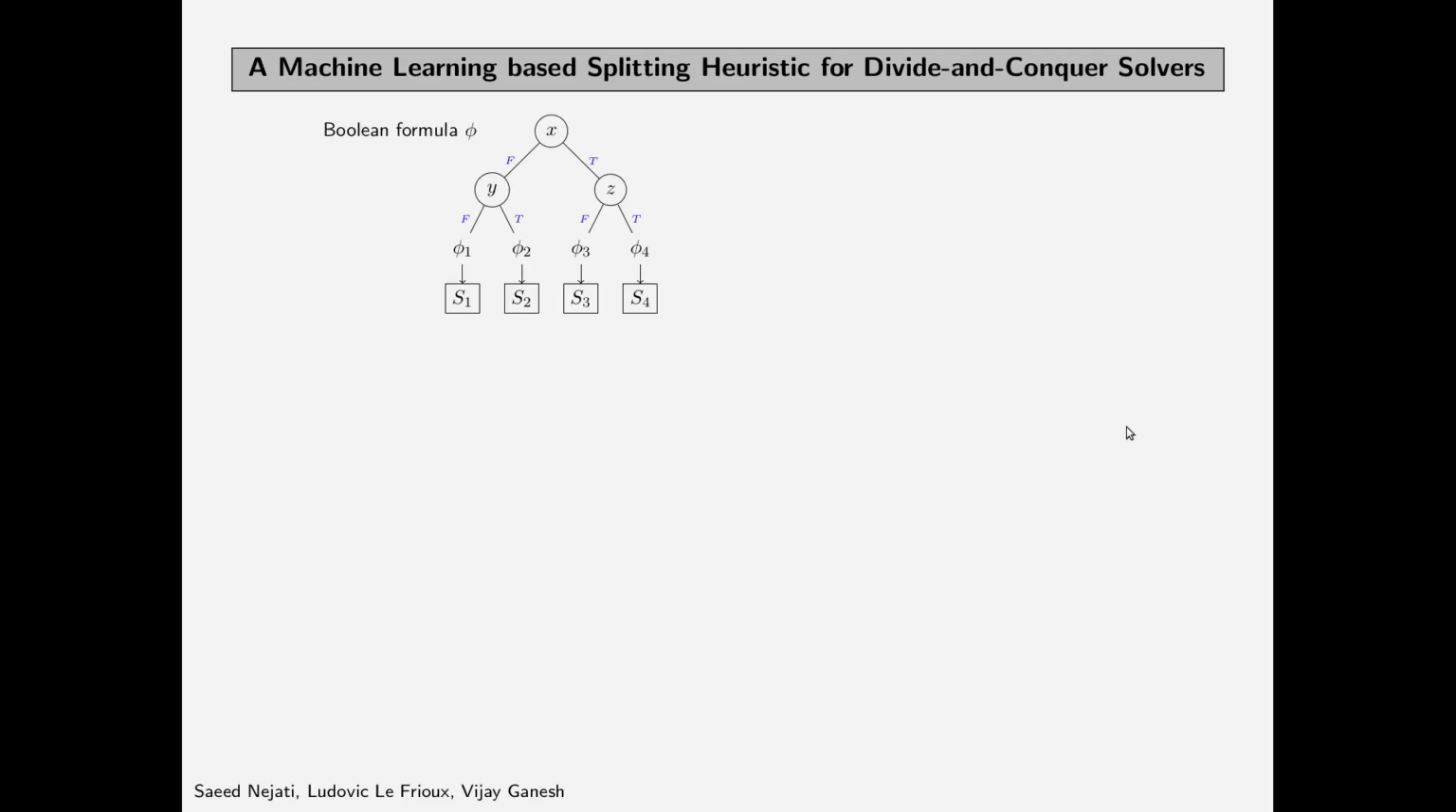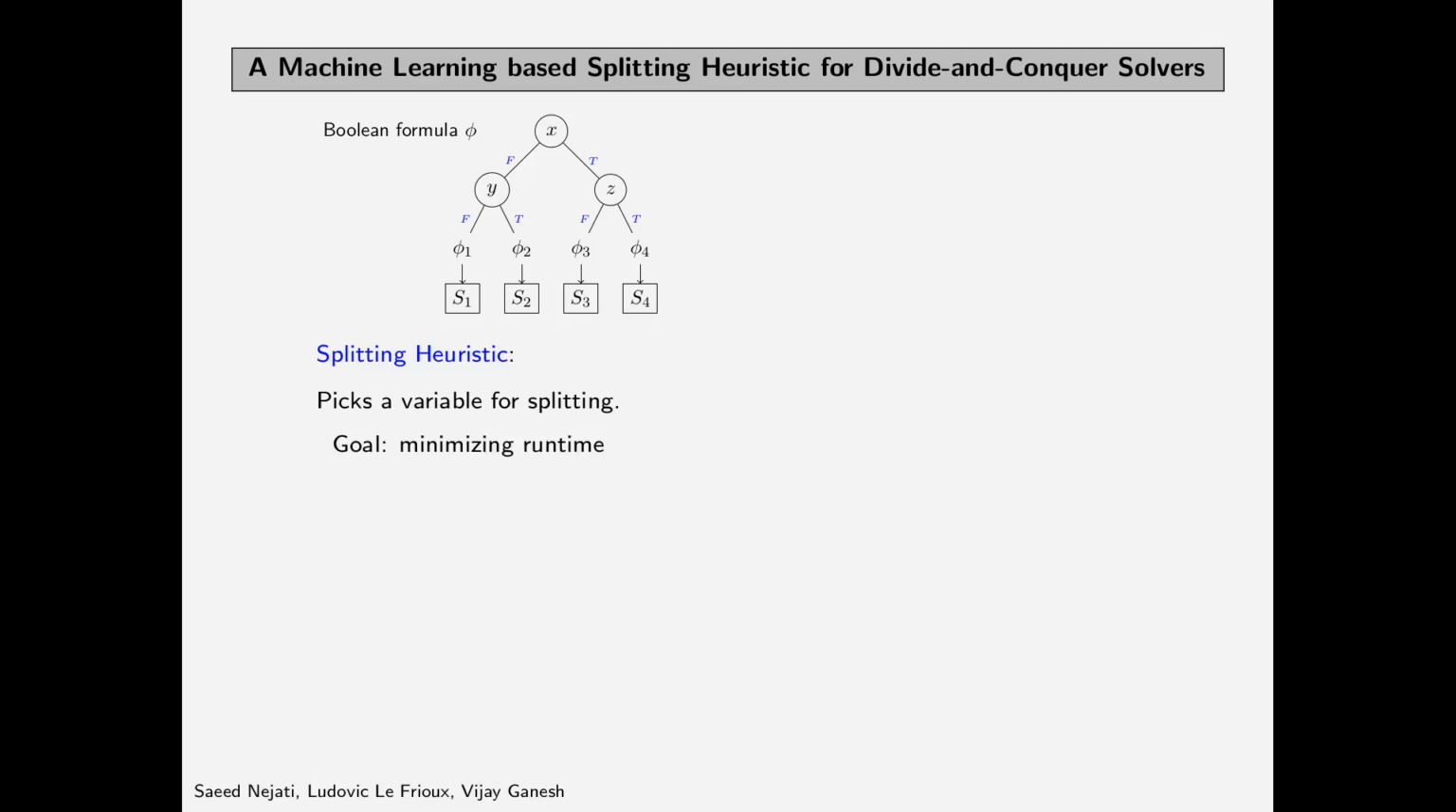Divide and conquer SAT solvers accept a Boolean formula phi as an input and split it into several smaller subformulas and solve the subformulas in parallel using sequential SAT solvers. The way the splitting works in this scenario is that the solver picks a variable, for example x, and sets it both to true and false, and derives the two subformulas out of that, and then it could further split the resultant formulas into smaller subformulas. The process of picking these variables to split the formula is called the splitting heuristic.